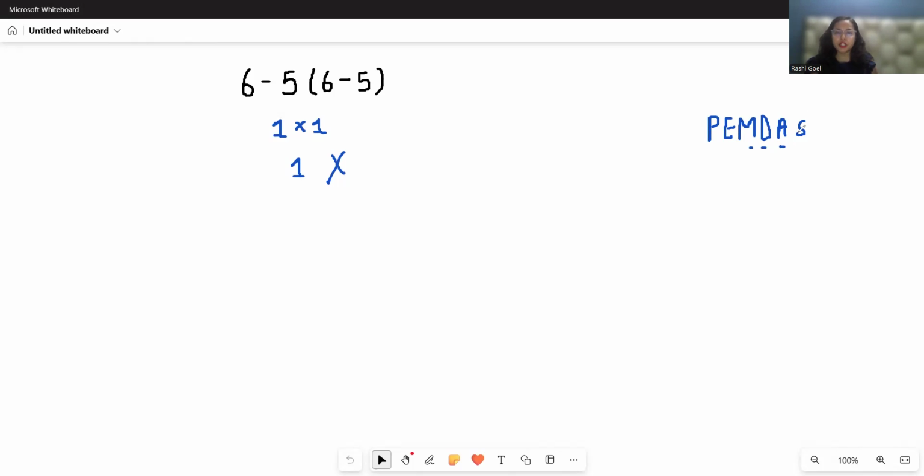So here in the expression, we have subtraction, multiplication, and parenthesis. According to this rule, first we have to handle the parenthesis. So 6 minus 5 times 6 minus 5. Here 6 minus 5 is 1. Now we have subtraction and multiplication, so we have to give priority to multiplication. So 5 times 1 is 5, and 6 minus 5 is 1.